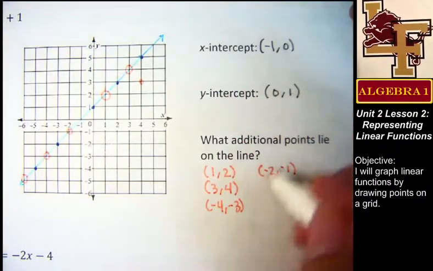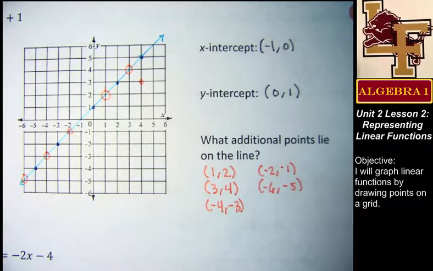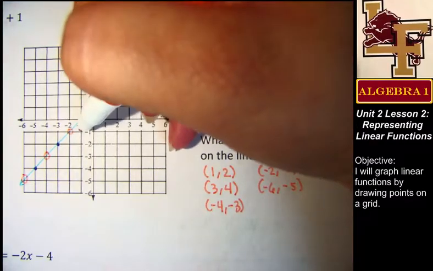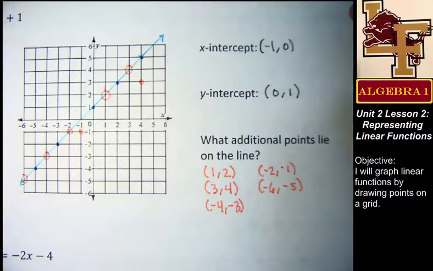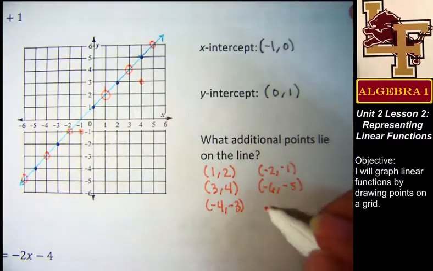Negative 4, negative 3. Negative 2, negative 1. Negative 6, negative 5. Way on the edge of the map. Nicely done. Do we have any others? Negative 1, negative 1. Miss. What about 5, 6? Yes, sir, that's a hit.